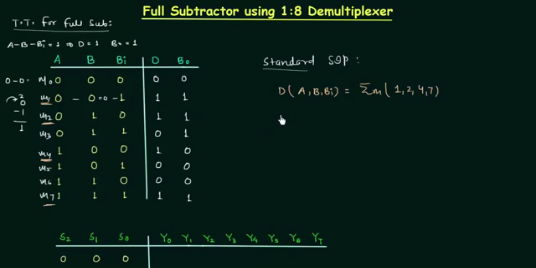And for borrow output, it is high for M1, M2, M3 and M7. So summation small m 1, 2, 3, 7. So this is what we have from the table, and now we can easily implement this by using 1:8 demultiplexer.